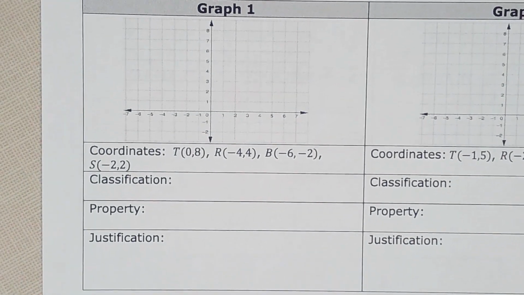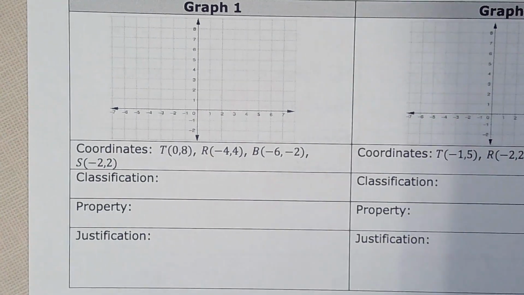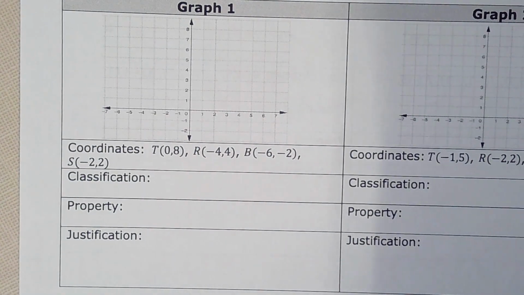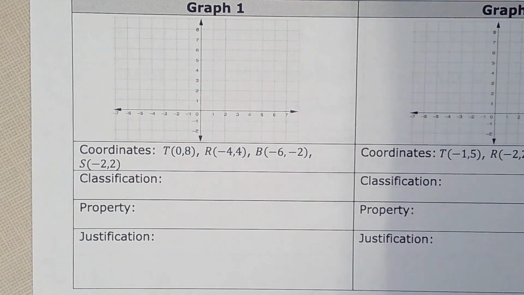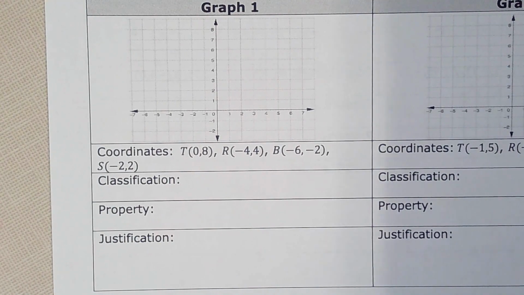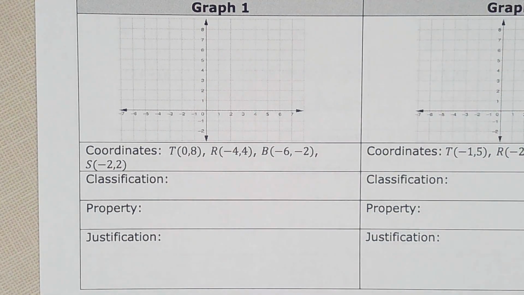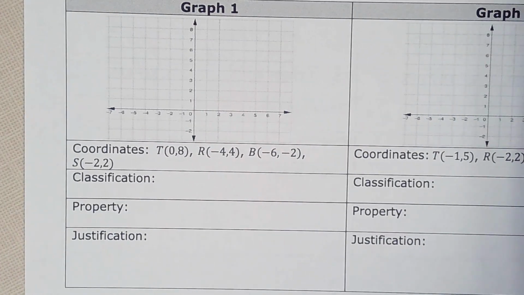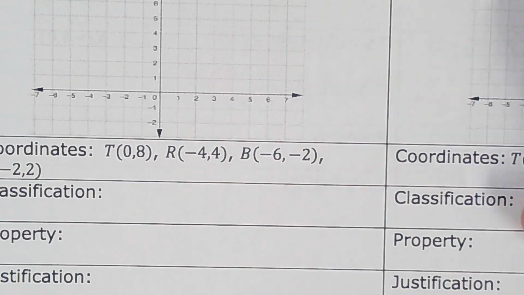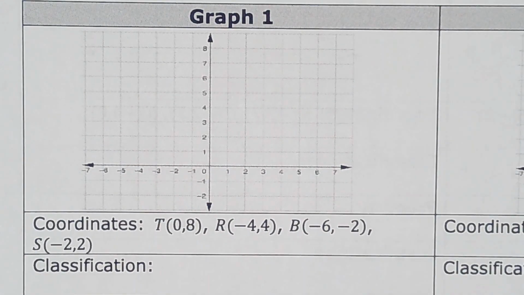All right, so here we go. We have this graph number one. Right off the bat, we can tell that we have a quadrilateral, because we have 4 points to plot. Let's zoom in and plot some points here. Carefully plot points, because the number one mistake you can make is plotting these points wrong.